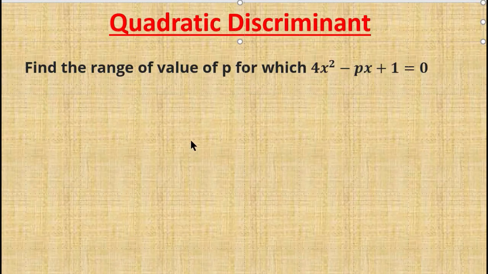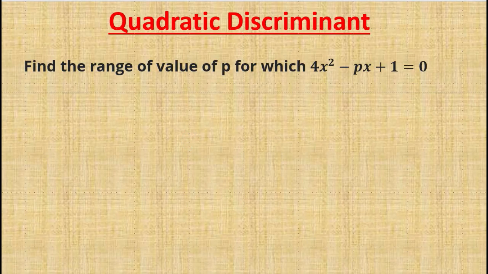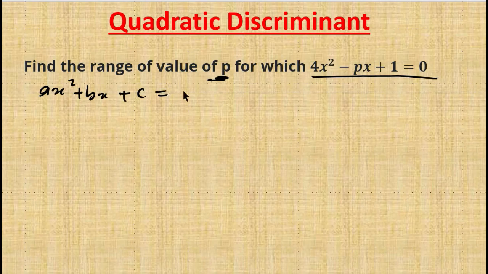Today, we'll be seeing this question of quadratic discriminant. The question wants us to find the range of values of p for which 4x squared minus px plus 1 equals 0. Obviously, this is a quadratic equation, and you remember that quadratic equations are of the form ax squared plus bx plus c equals 0.